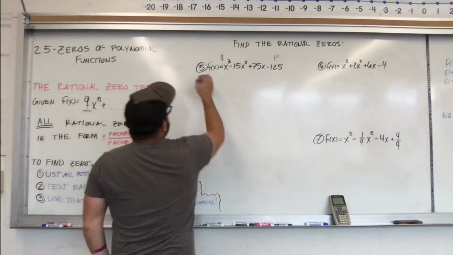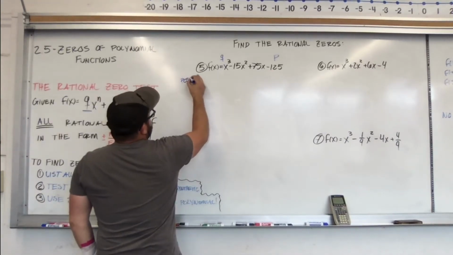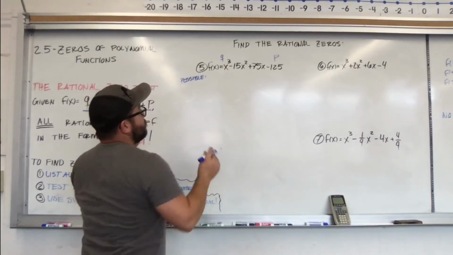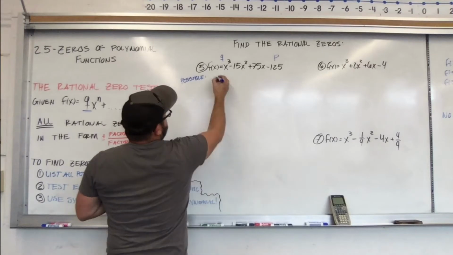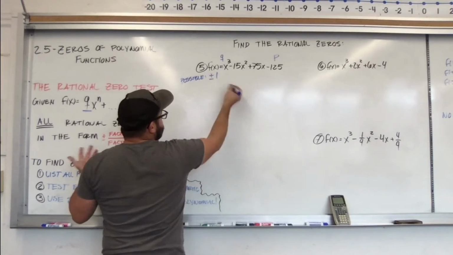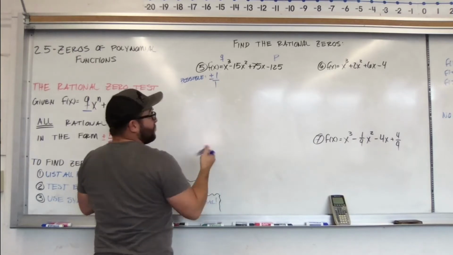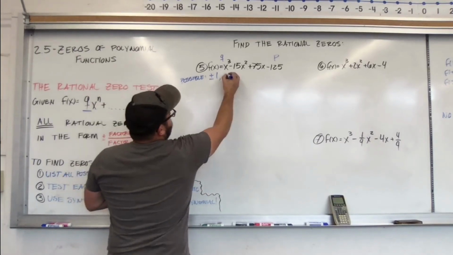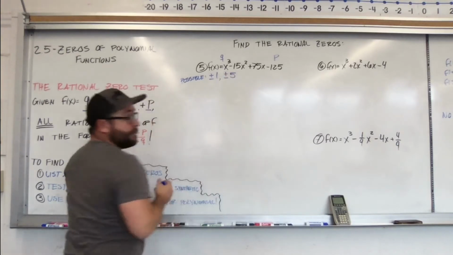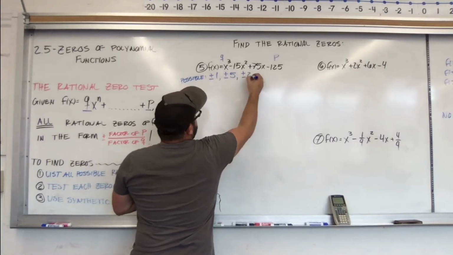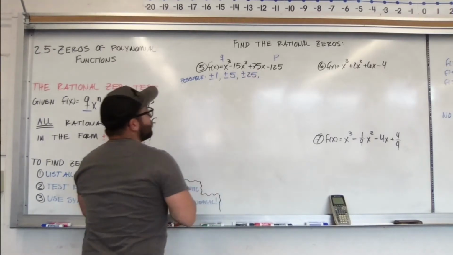So number 5, I'm going to list the possible zeros. That's step 1. So here are my possible zeros. Factors of 125, we have plus and minus 1, again, over 1, if we wanted to, but that's just going to give us 1, so I'll keep it simple. We have plus and minus 5. We have the positive and negative 25, that's a factor.